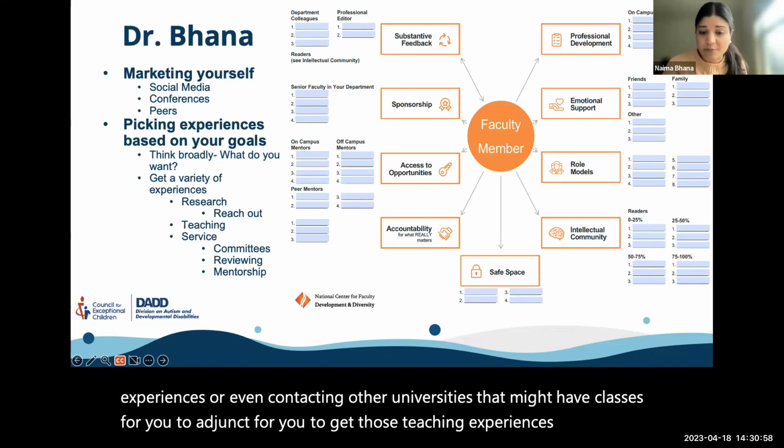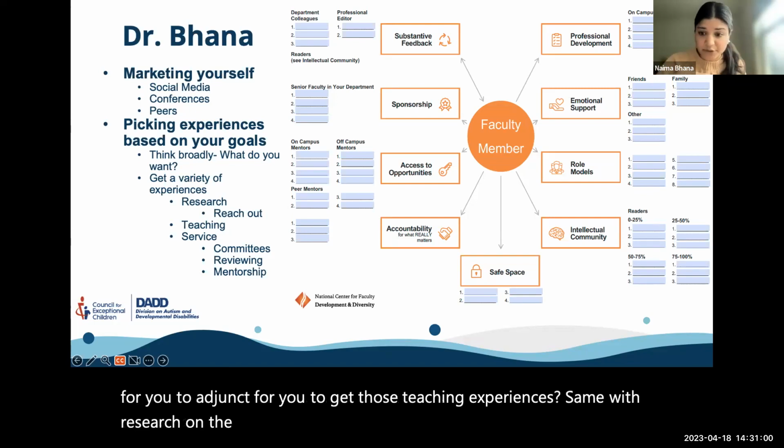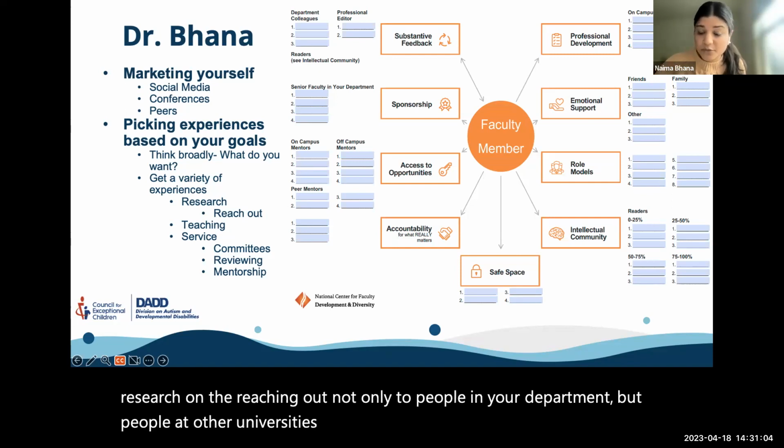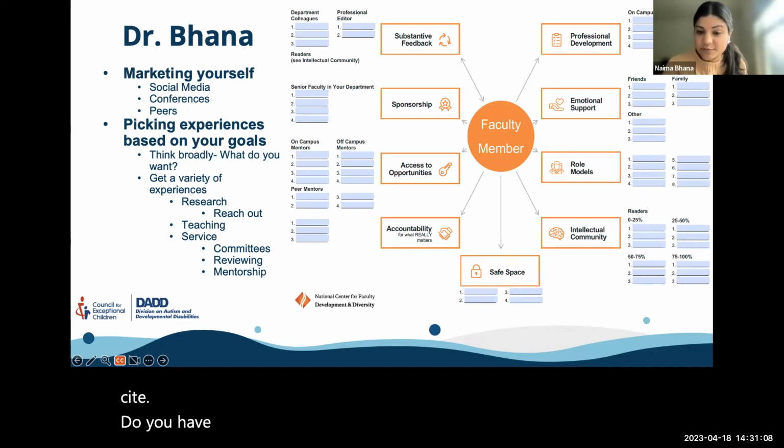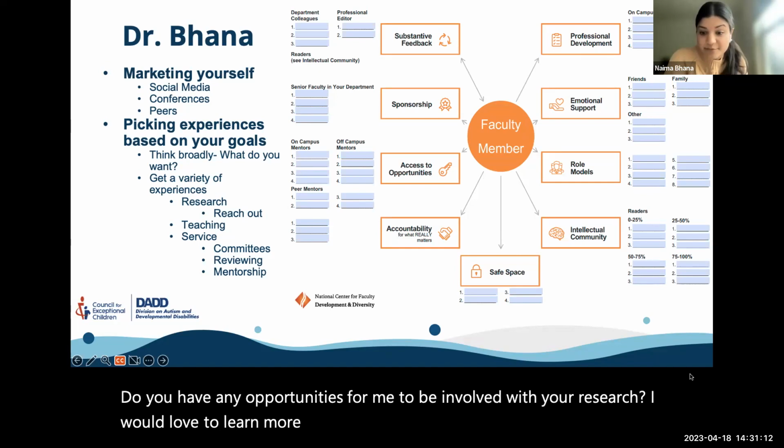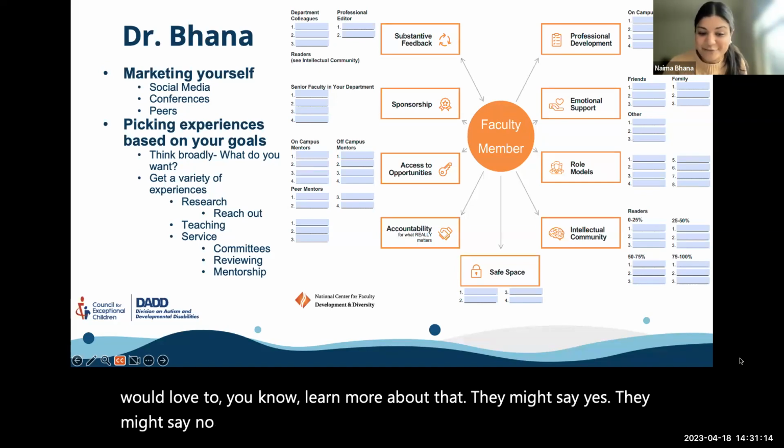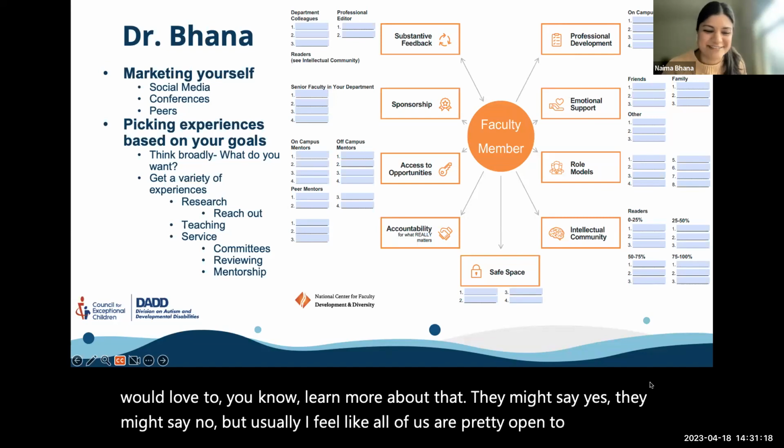Same with research, reaching out not only to people in your department, but people at other universities that do the same work that you do or that you cite. Do you have any opportunities for me to be involved with your research? I would love to learn more about that. They might say yes, they might say no, but usually I feel like all of us are pretty open to having more people help us with research.